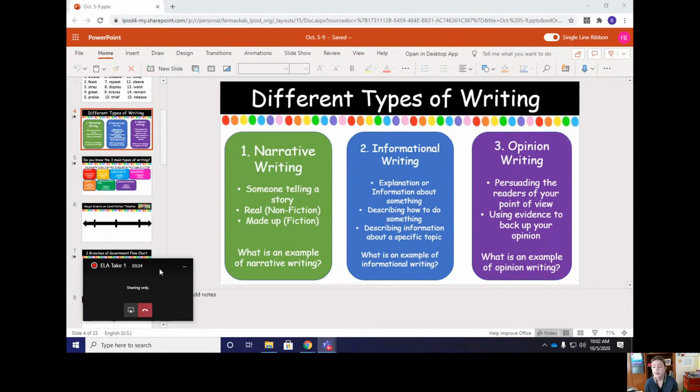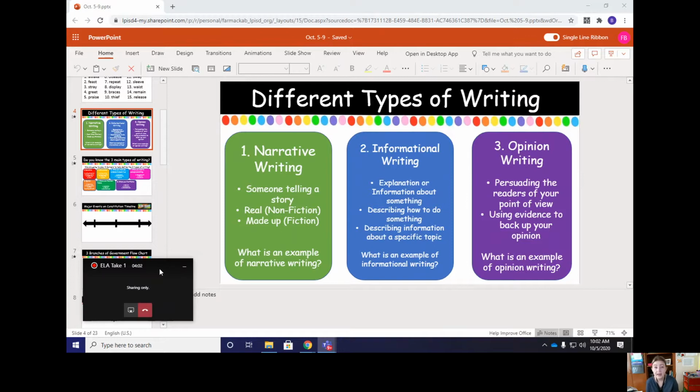Our second one is informational writing. Informational writing is when someone is explaining or providing information about something. It is when they're describing how to do something. It's describing information about a specific topic. The example that we talked about for informational writing is a book about polar bears. This would be a nonfiction book. It's telling you about polar bears, what their habits are, what they eat, how they hunt, how they live, how they breathe, how they swim. It's telling you all these important facts. So that would be informational writing.